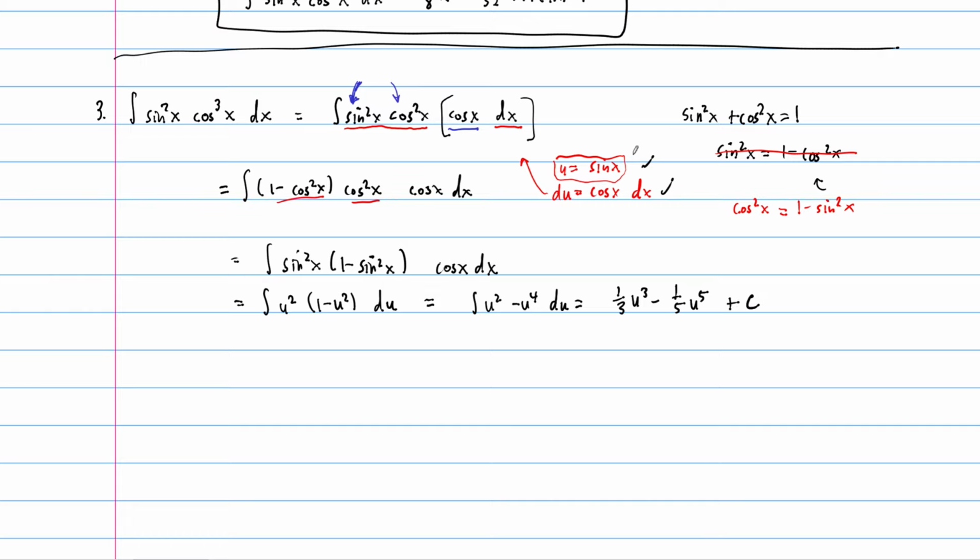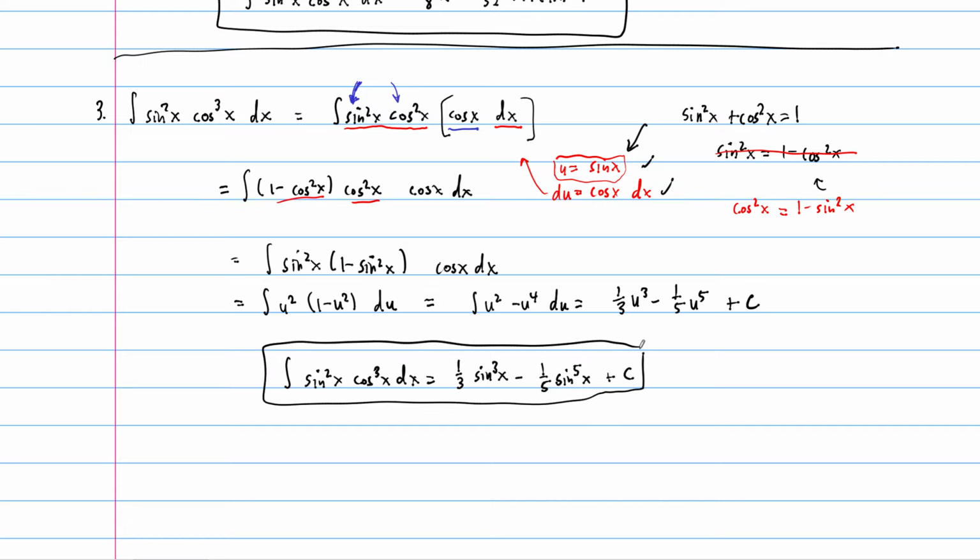And then for u, we plug back in our sine. So we get that the integral of sine squared x cosine cubed x dx is equal to 1/3 sine cubed of x minus 1/5 sine to the 5th power of x plus c. All right, there we go.